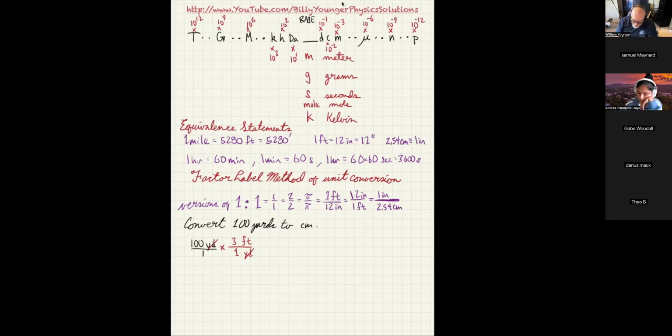So right now I've just converted 100 yards to a certain number of feet, which you can probably already tell is going to be 300, but I'm not getting closer to meters yet. So what I'm going to do is get to inches and then convert from inches to centimeters, and that's the way I'm going to work it. So now I need another equivalent statement between feet and inches. Can anybody think of an equivalent statement between feet and inches?